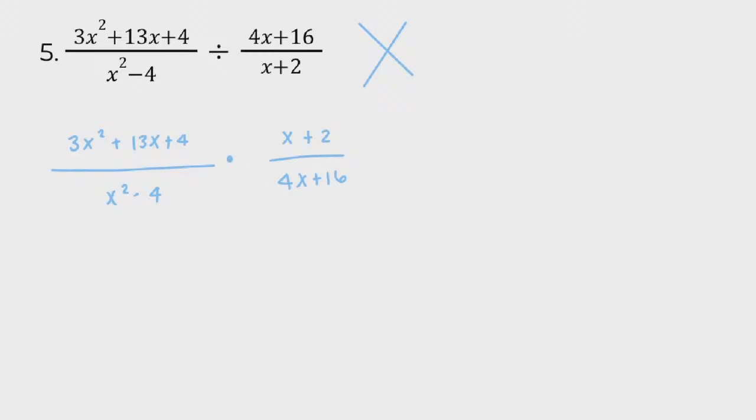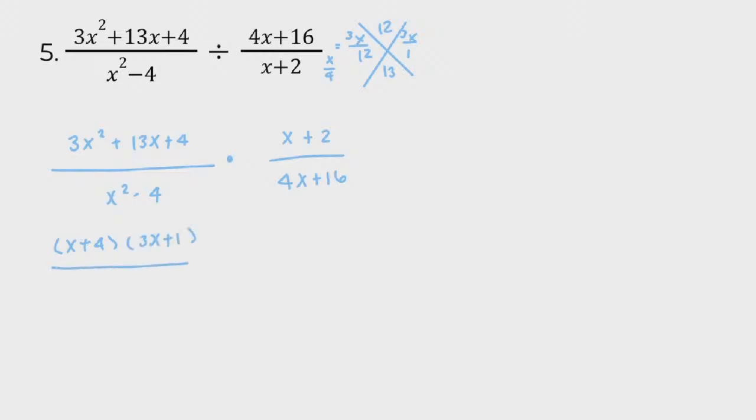And then now we want to factor everything. So for 3x squared plus 13x plus 4, that's going to be a 12 on top, 13 on the bottom. So that's going to be 12 and 1. Oh, oops, sorry. 3x on top. So this will factor into x plus 4 over 3x plus 1.